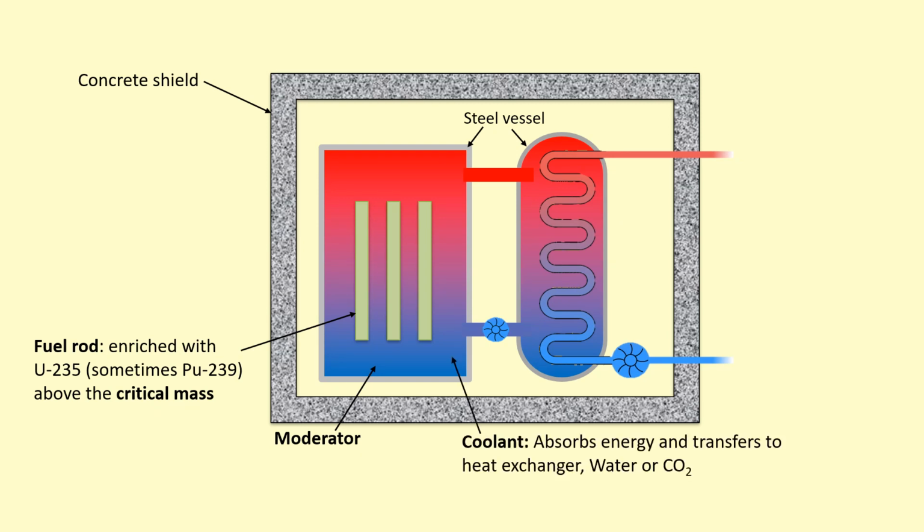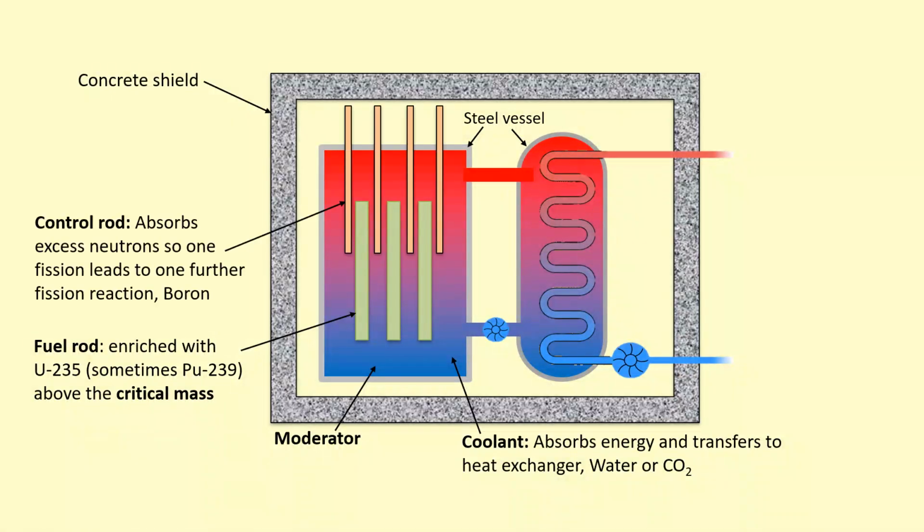And then we've got coolants. Coolants absorb the energy by collision with the neutrons or from the radioactive daughter nuclei that are produced. And they transfer this energy to the heat exchanger, where it can be transferred to a turbine, and this can spin the turbine and generate electricity, for example. So for coolant, for example, we use water, or in a gas nuclear reactor, we use carbon dioxide.